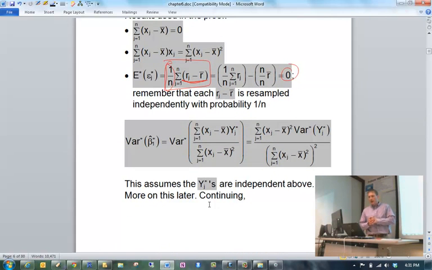Okay. Well, what about then var star of beta hat 1 star? So the variance. So let's just begin like what we did before. Write out what beta hat 1 star is, and then I push the variance through the sum. Now, in order for me to do this, the yj stars need to be independent. Notice I have no covariances there. What do you think? Are they independent?